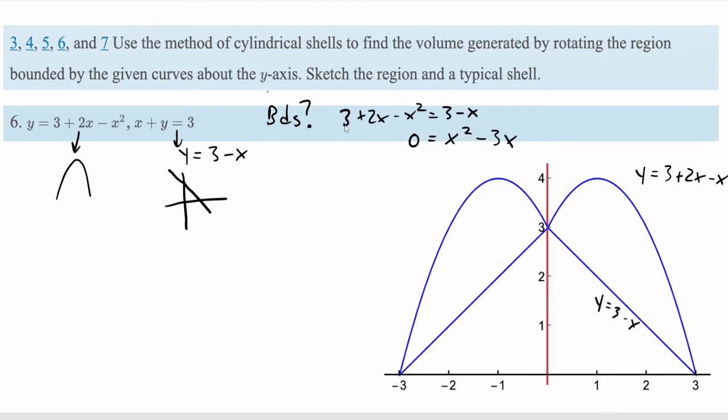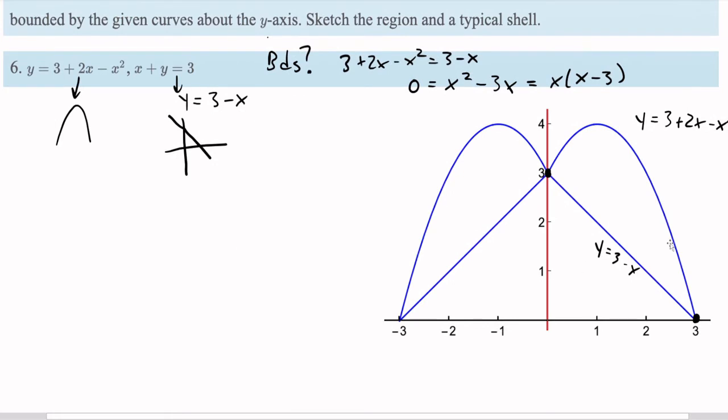And then, luckily, the 3 and the 3 here cancel. That's pretty nice. So I just get this. That's x times x minus 3. And so they will intersect when x is 0 and when x is 3. Boom, boom. So, okay, great. So, all right, I've got my region, I've got my bounds set up.